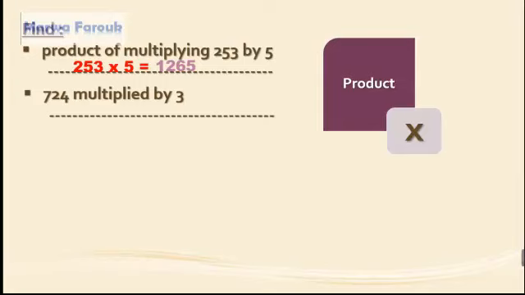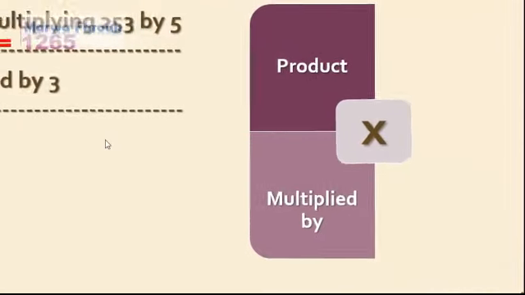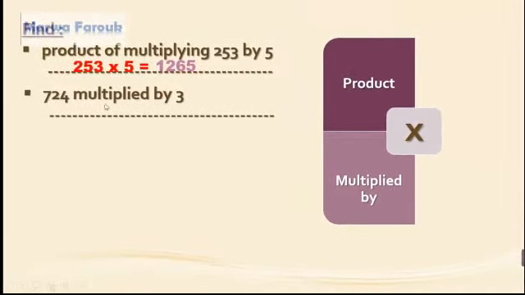Okay, the next question, he wants me to find 725 multiplied by 3. Multiplied here means times. So we are going to multiply 725 by 3, and we will get that answer. Make sure that you get that answer.